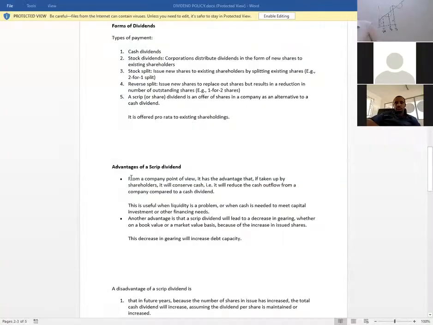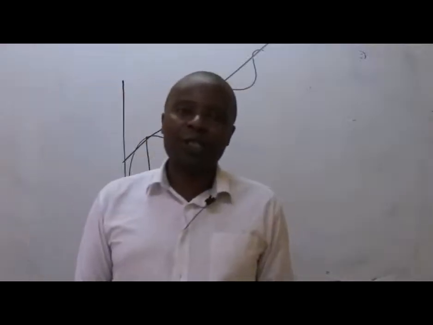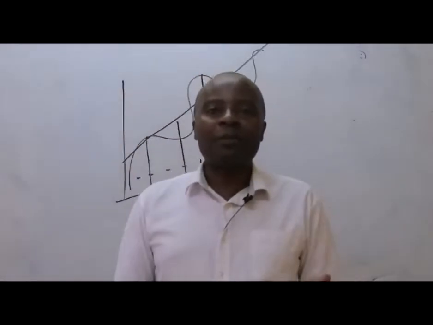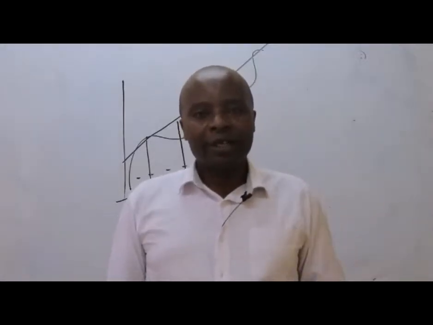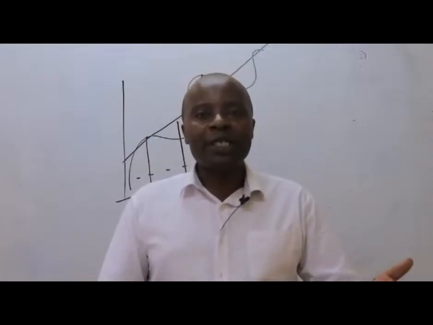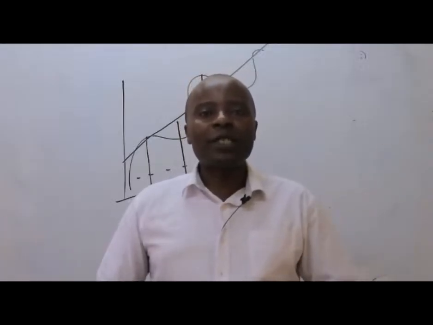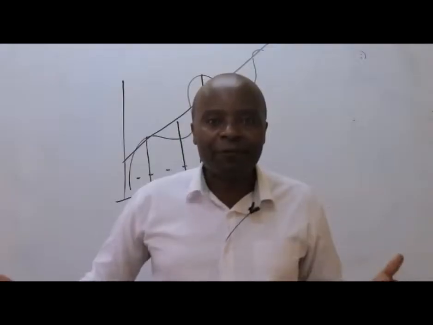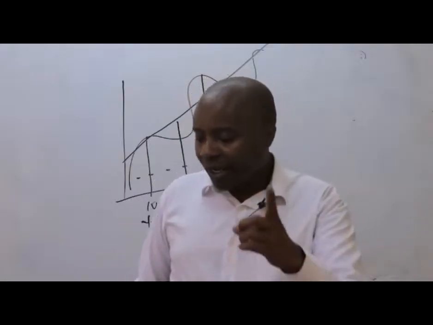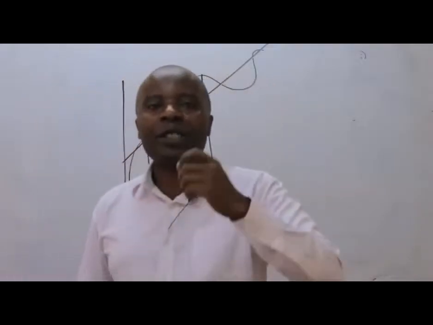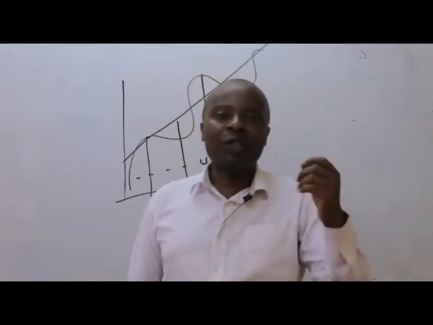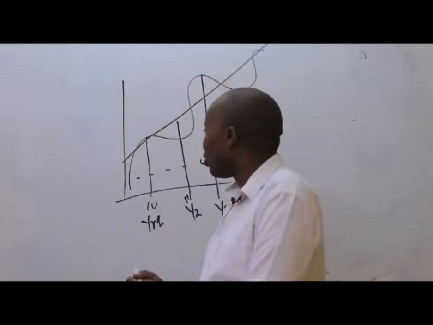Great. So the advantages of a scrip dividend, ladies and gentlemen: the major thing here is protection of your cash flows. You don't want your cash flows to be impacted negatively. So I would rather give you shares instead of giving you money for dividends. That's number one. Number two, why would I want to give out shares as dividends instead of money, ladies and gentlemen? It's because of what here?